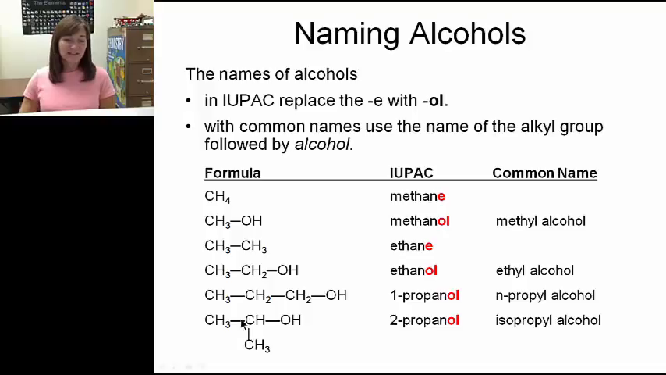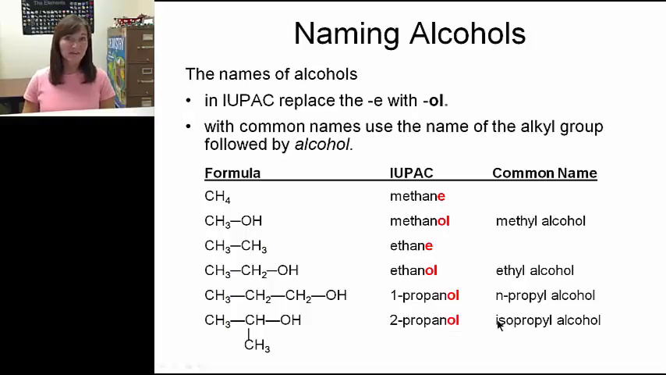If I move on to this next alcohol, the longest chain is 3 carbons, so it's going to be like a propane. We're going to drop the E and add -ol, so this is also a propanol, but the OH group, the hydroxyl group, is found on carbon 2 in this one. So this would be 2-propanol. Make sure you can see the difference between 1-propanol and 2-propanol.